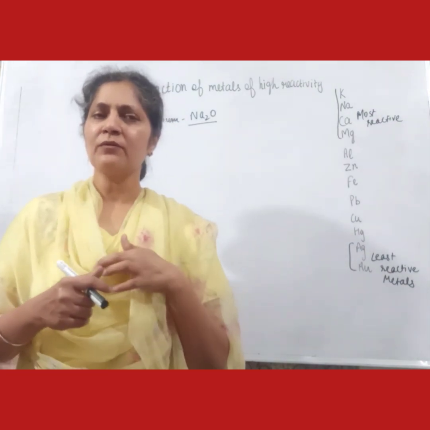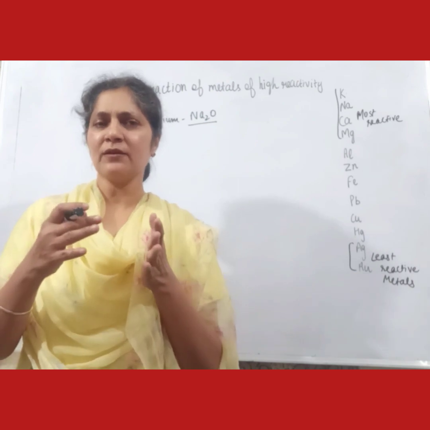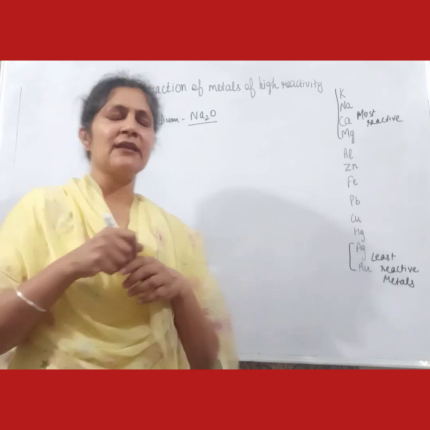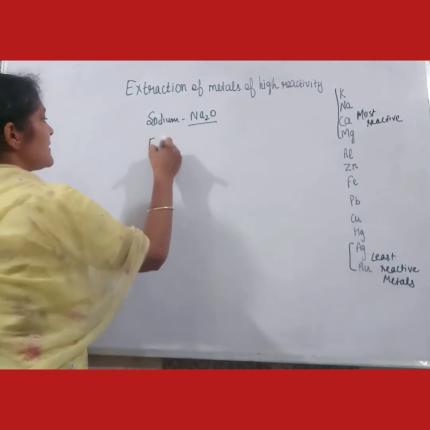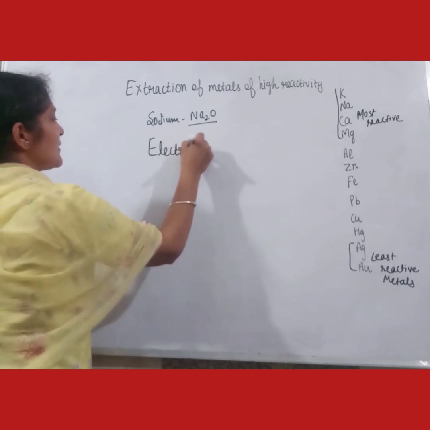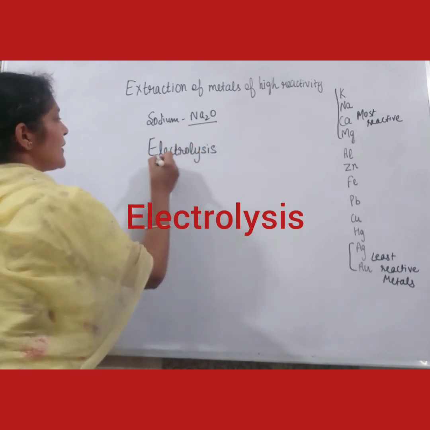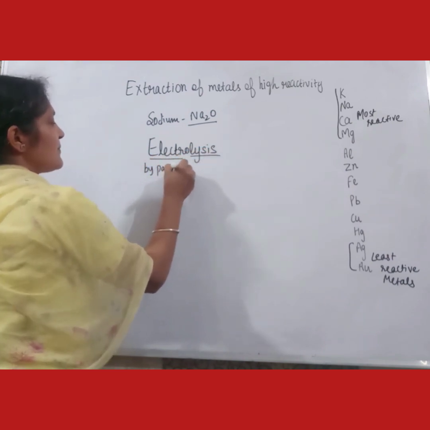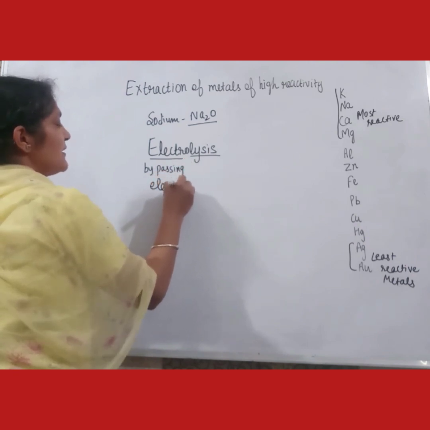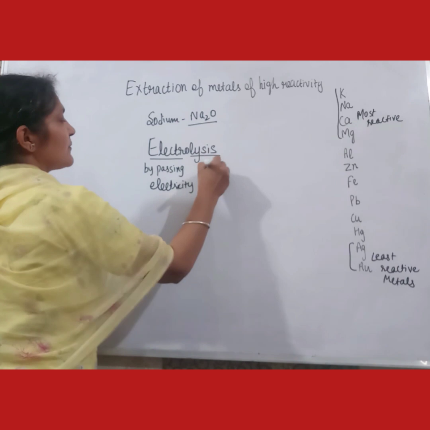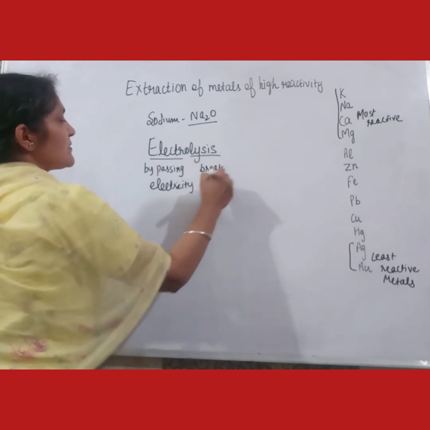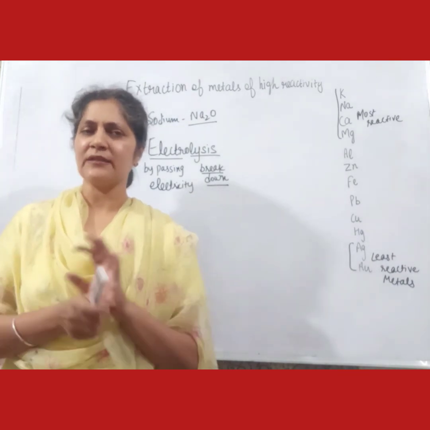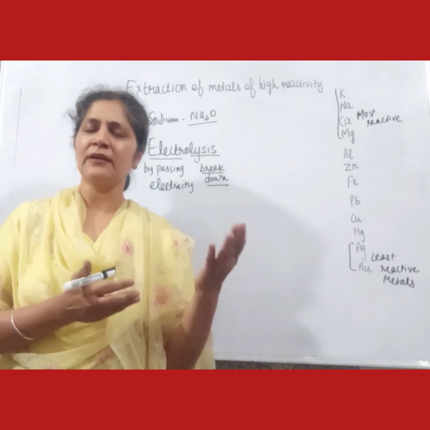So what will we do? We will pass electricity through these oxides or compounds of highly reactive metals. When we pass electricity, it is known as electrolysis. We can break this word: electro means by passing electricity, and lysis means to break down. So by the process of electrolysis, we can extract the pure metal from its oxides or other compounds.